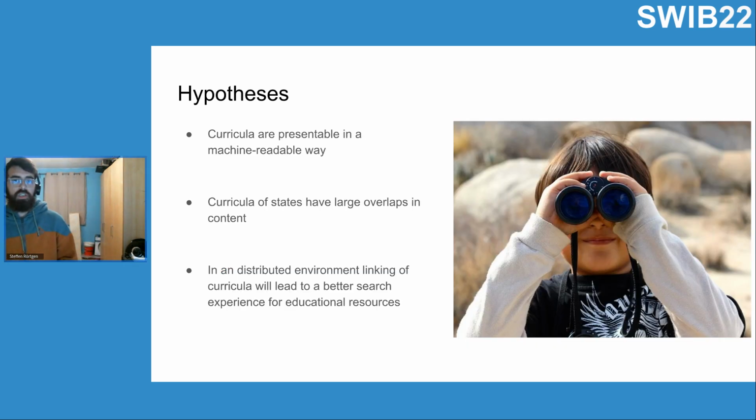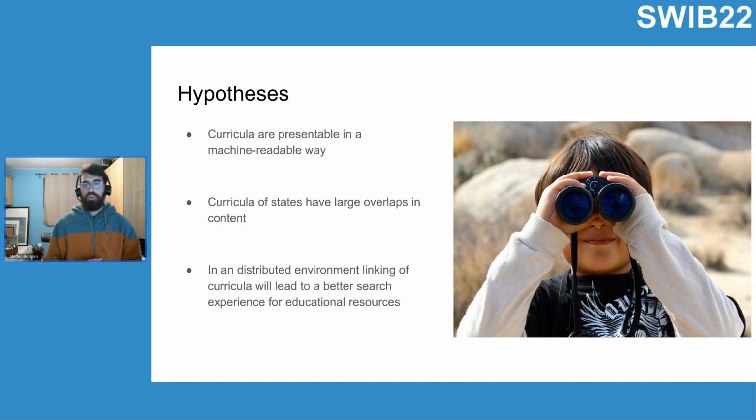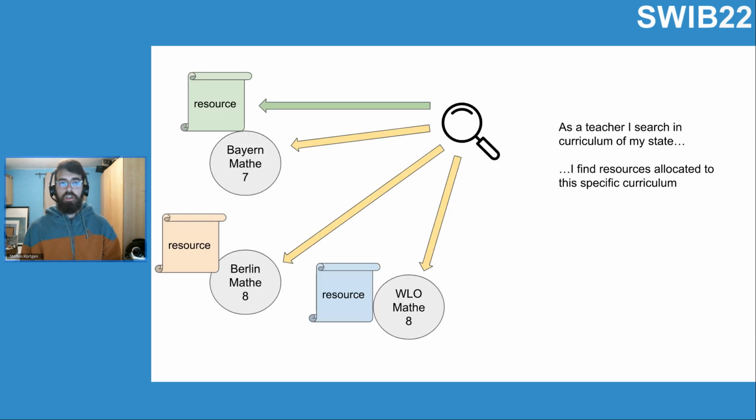So my hypotheses are as follows. Curricula are presentable in a machine-readable way, even if no state publishes them this way right now. Curricula of the different states have large overlaps in content. And in a distributed environment, linking of these curricula will lead to better search experiences for educational resources. So if educational resources and topics in curricula are linked to each other, we should make use of this.